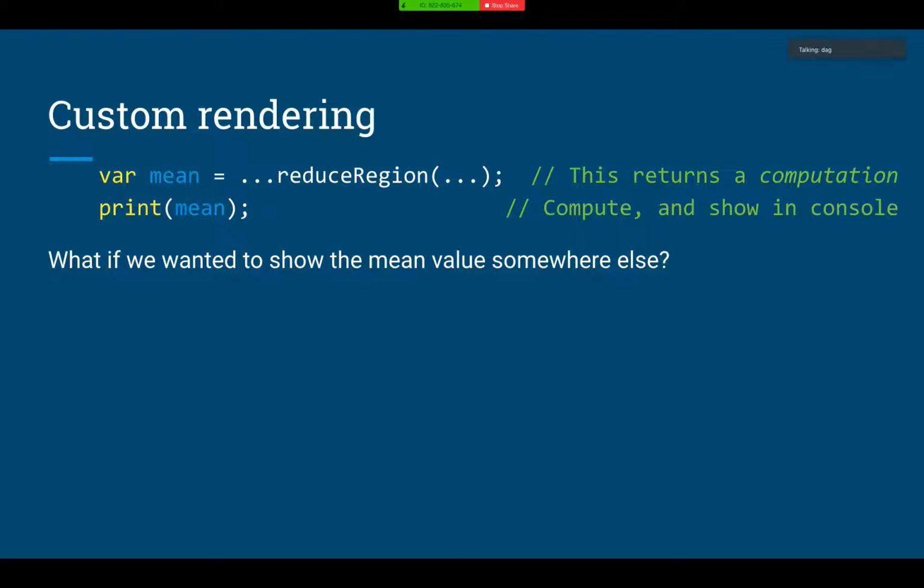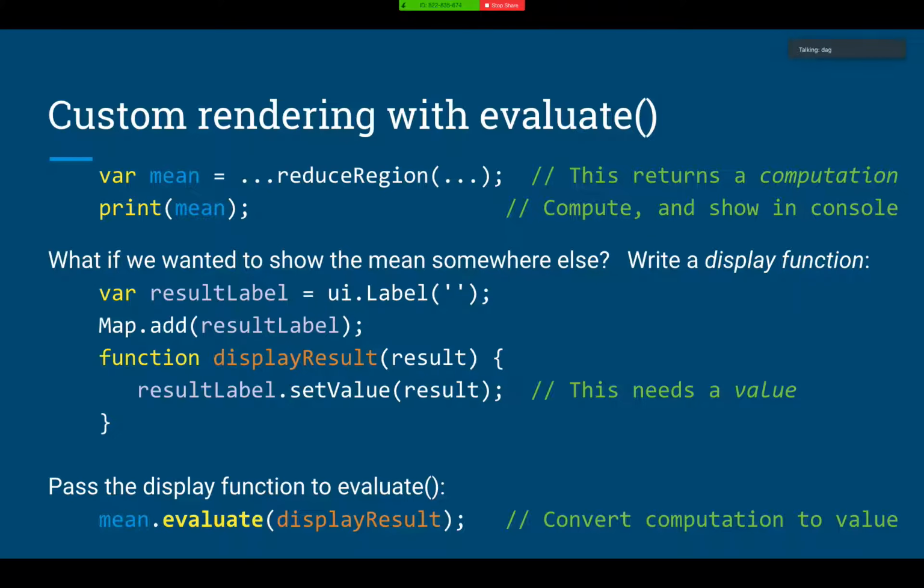Now, what if we wanted to do something more fancy than a print? I've computed a mean value from somewhere. That mean value is this latent computation until we actually trigger it with a print. But what if we wanted to show it somewhere else? And like most things in Earth Engine, the answer is you use a function. And the function in this case is what I'm calling a display function.